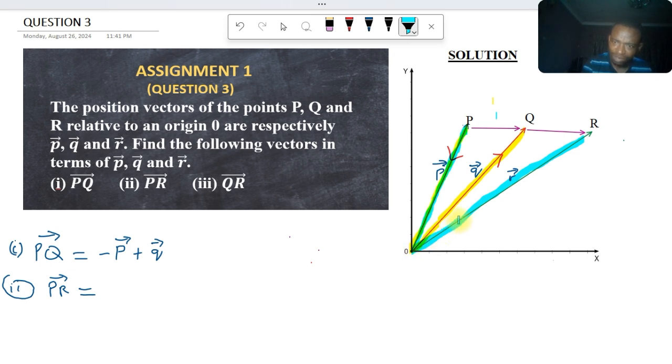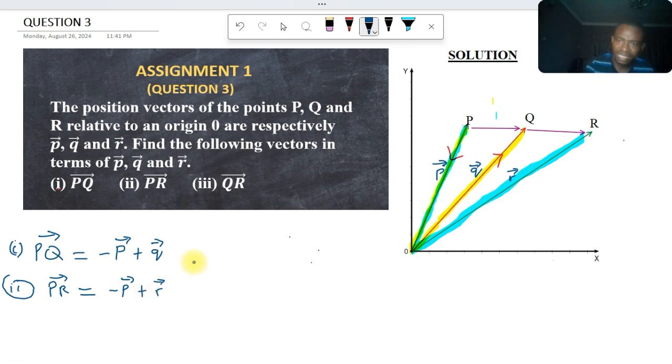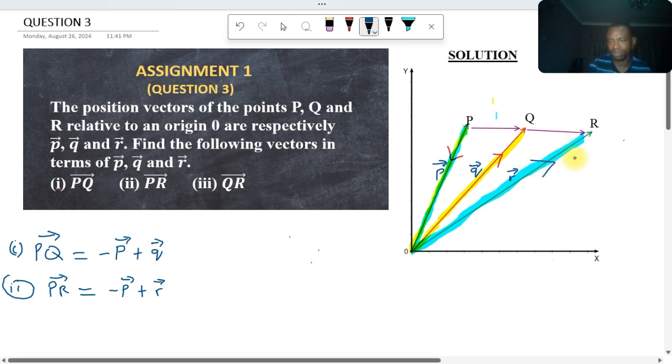And I move in agreement with the arrow for R. So therefore, the answer I'll put here is simply negative P, because I moved in the opposite direction, plus R, because my R will carry a positive sign because I didn't move in the opposite direction. I moved in agreement with it. Okay, look at it very well. I moved here in this direction for R.